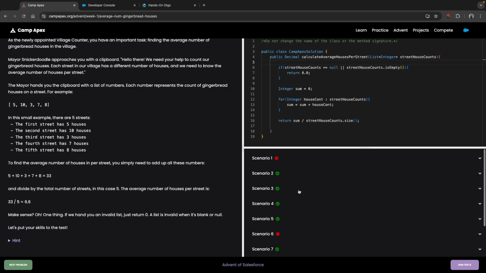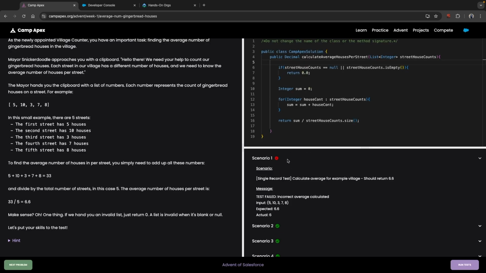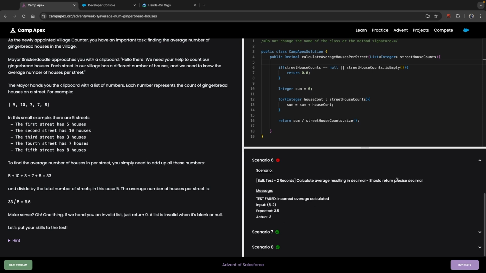Okay, we got a lot of scenarios passing, but a few failed. Let's see what those are. Calculate the average for the example village should return 6.6. So that very first example failed. Let's see why. It expected 6.6, but it looks like it rounded down again to 6. Let's see how it happened here. It expected 3.5, but it actually returned 3.